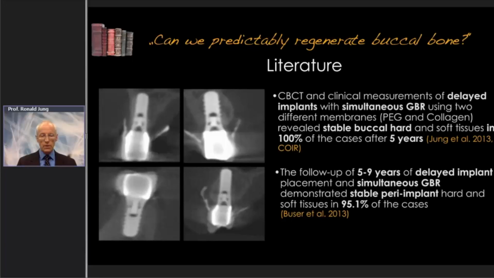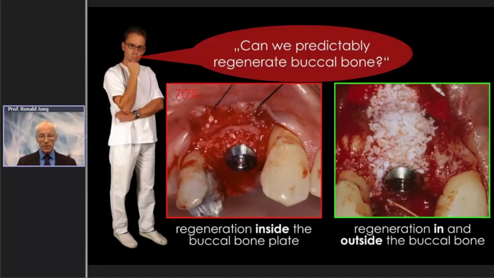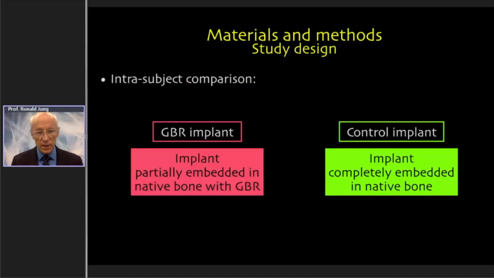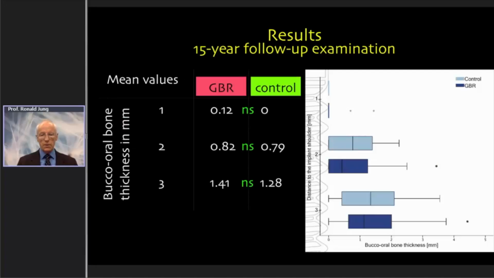So if you look at the right slide, we can say 95 to 100% of these procedures are successful in comparison to the 70% where the grafting was done inside the alveolus only. We can look at a study of 15-year follow-up, looking at simultaneous implant placement with GBR or control implants without GBR. It was an inter-subject comparison. Just one graph to illustrate this 15-year follow-up.